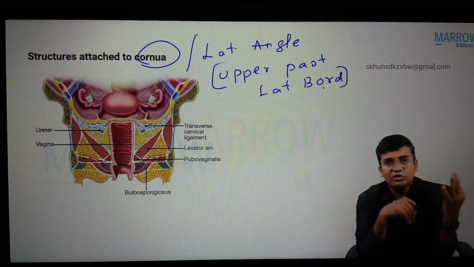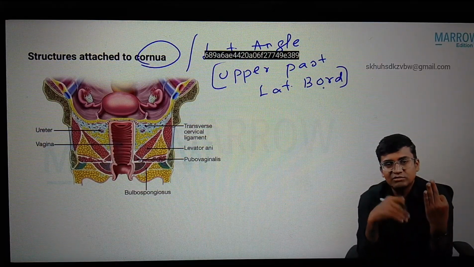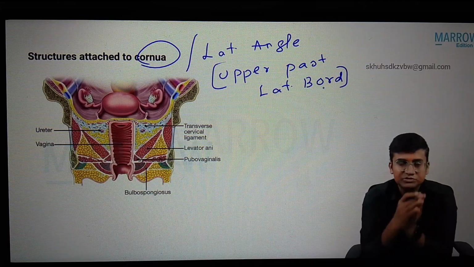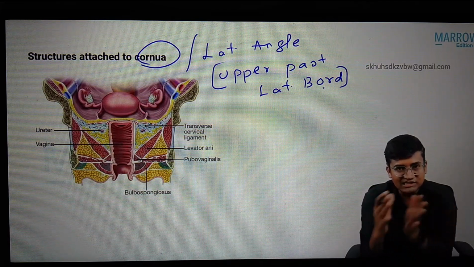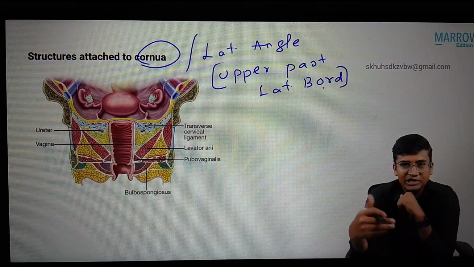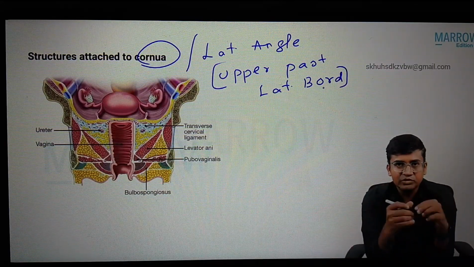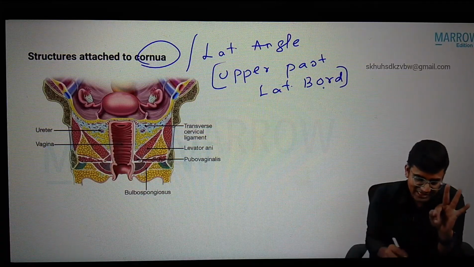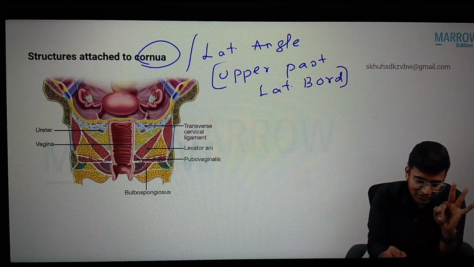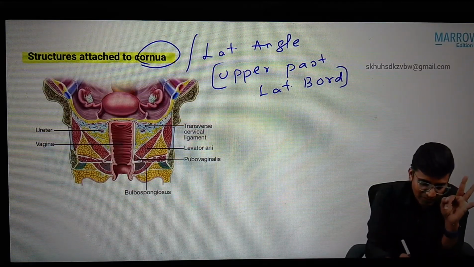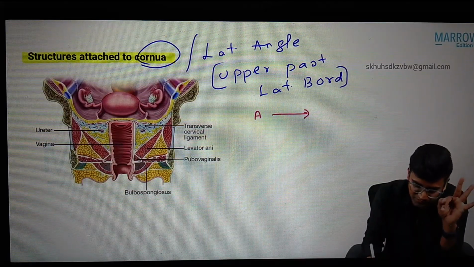Now, in the angle, we have three structures attached from anterior to posterior. Again, in the exam, they may ask you what are all the structures. Arrange the structures sequentially, attaching to the angle of the uterus from anterior to posterior. Likewise, they may give you a sequential arrangement question. So, we have three structures attached to the cornua of the uterus. From anterior to posterior, what are those?